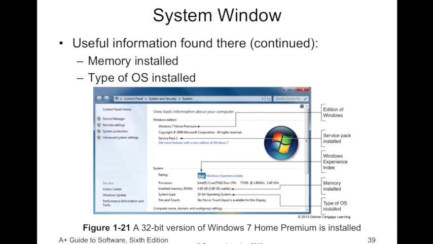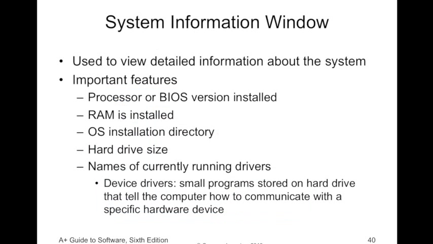Next tool is our System Information window. That allows us to look at very specific detailed information about our processor and our BIOS, our RAM installed, what directory our OS is installed. If you're doing a default Windows installation, that should be our Windows folder, hard drive size, and name of currently running drivers. For the hardware class, you should remember that a driver is a software program that controls communication with specific hardware.